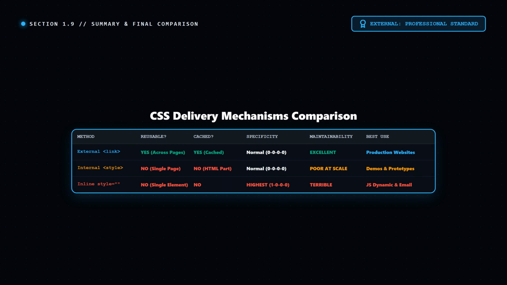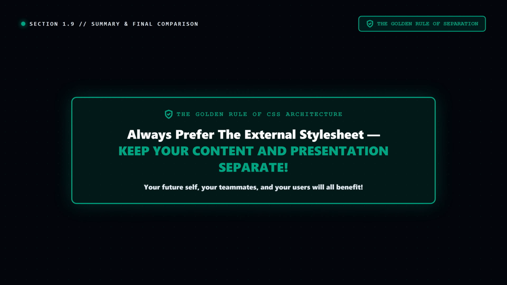So let's put it all together. External style sheets are the professional standard: reusable, cacheable, and maintainable. Internal style blocks are handy for quick experiments and single-page demos, but they don't scale. Inline styles are a last resort, justified only by dynamic JavaScript updates or the bizarre world of HTML email. The golden rule: always prefer the external style sheet.